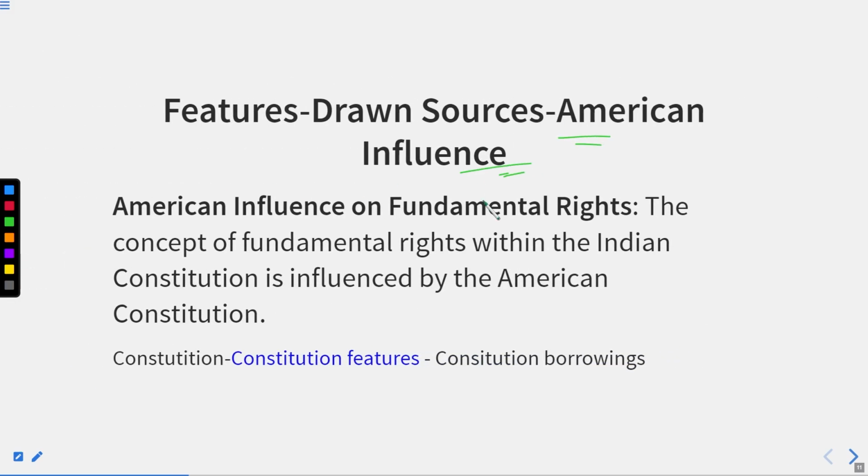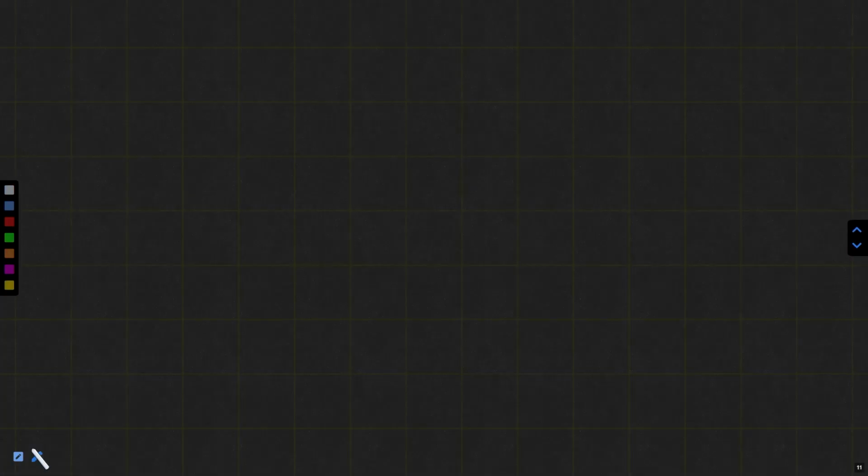Thereafter, American influence. What do you mean by American influence on the fundamental rights? The concept of fundamental rights within the Indian Constitution is influenced by the American Constitution. Okay, or you can say generally the fundamental rights concept has been borrowed from the American Constitution. Okay, and right now how many fundamental rights do we have?